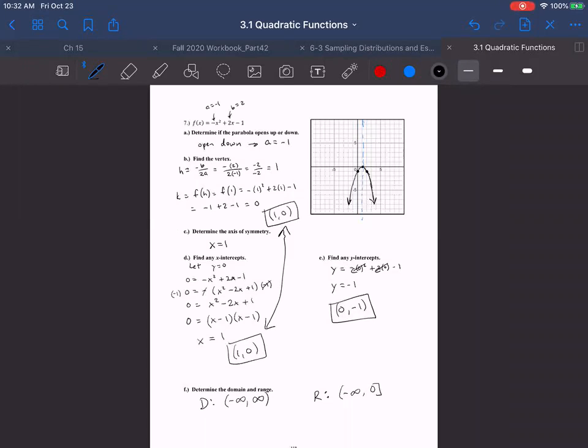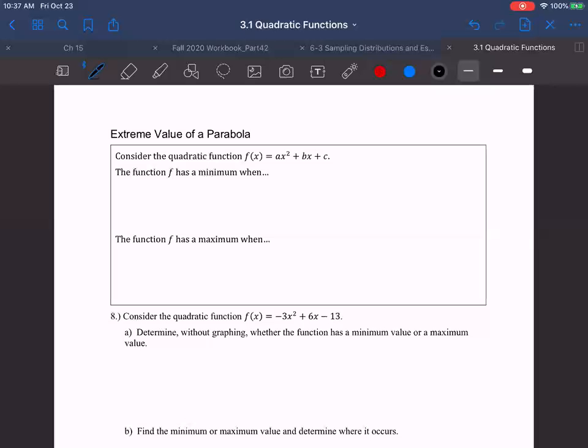All right, so I'm going to go and check for questions. All right, so the last thing to think about is extreme values of the parabola.